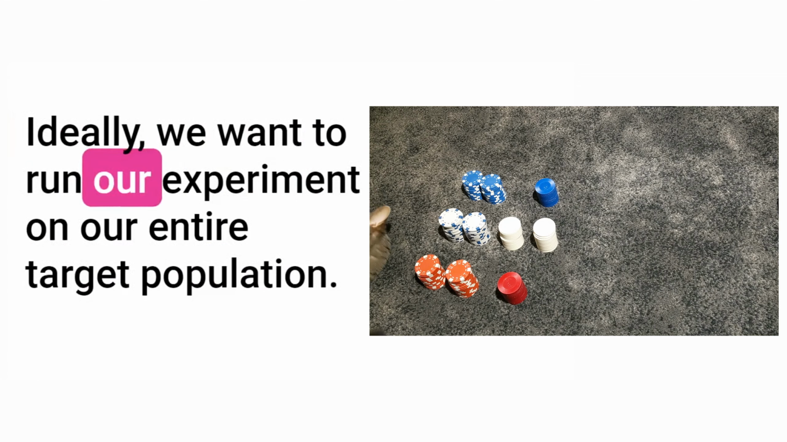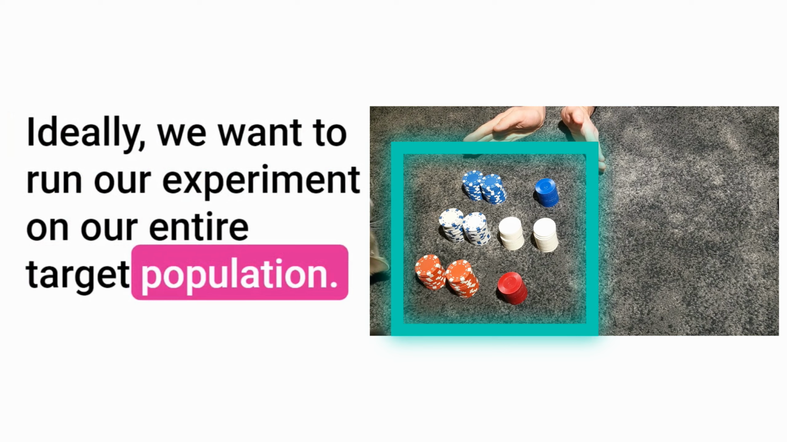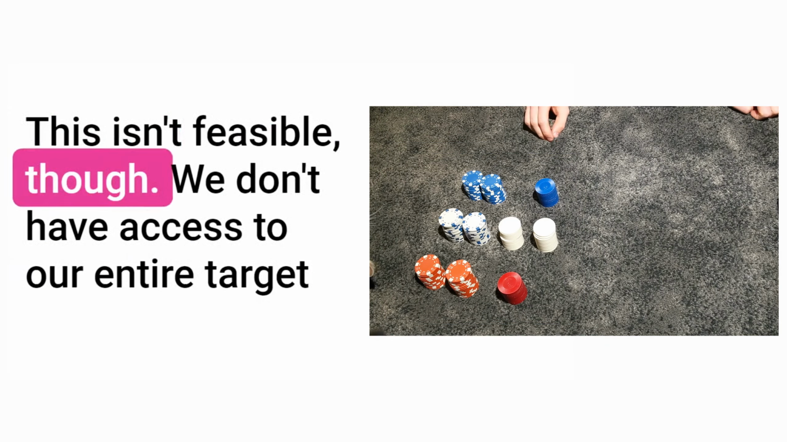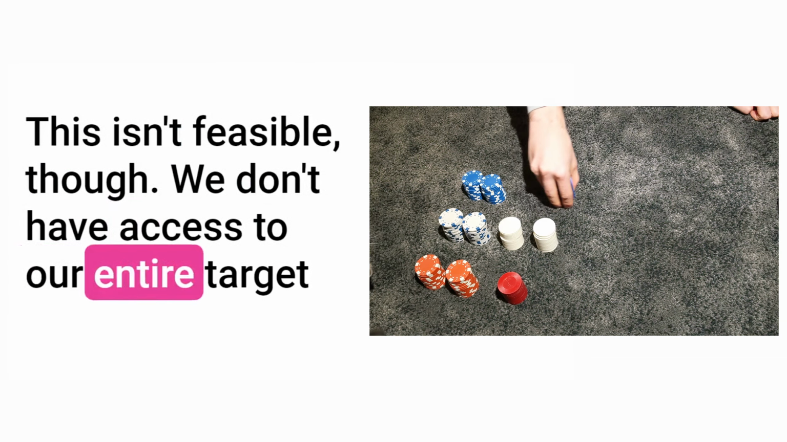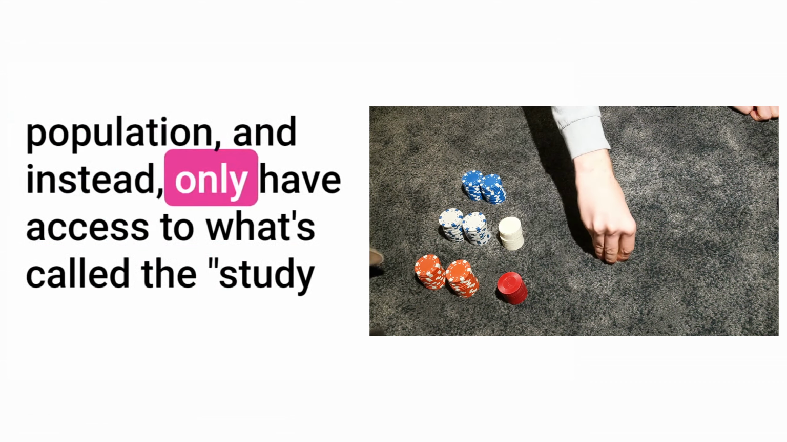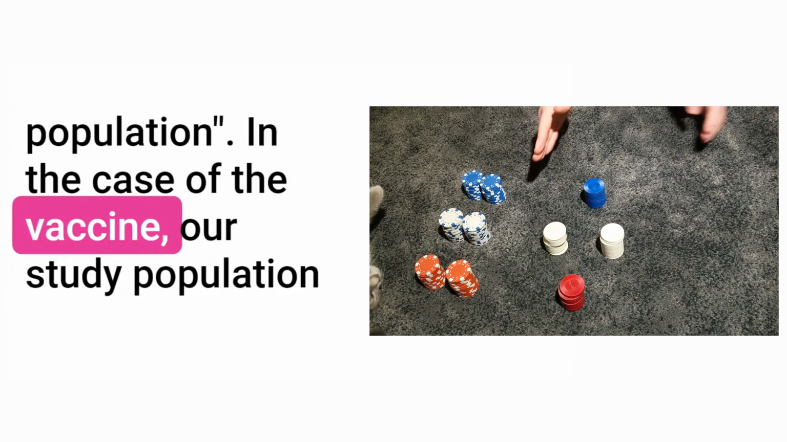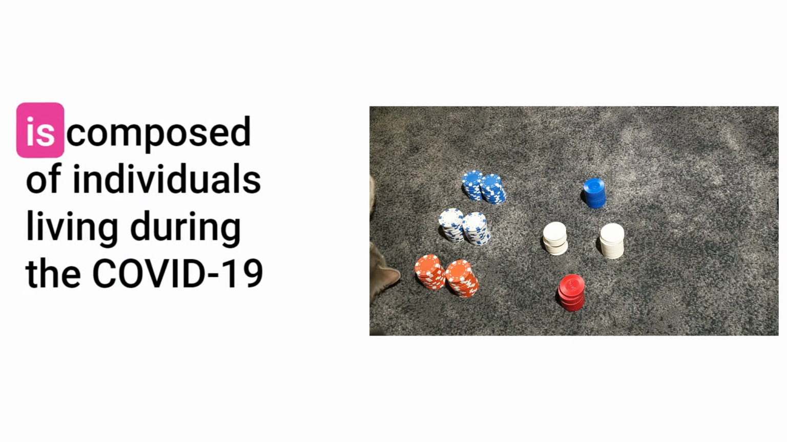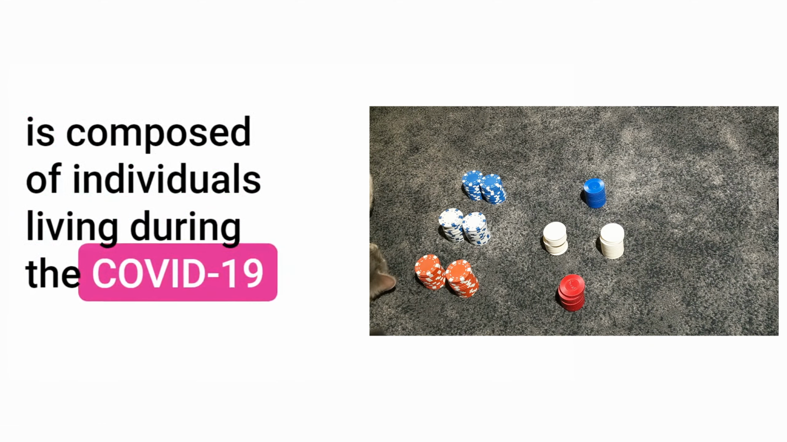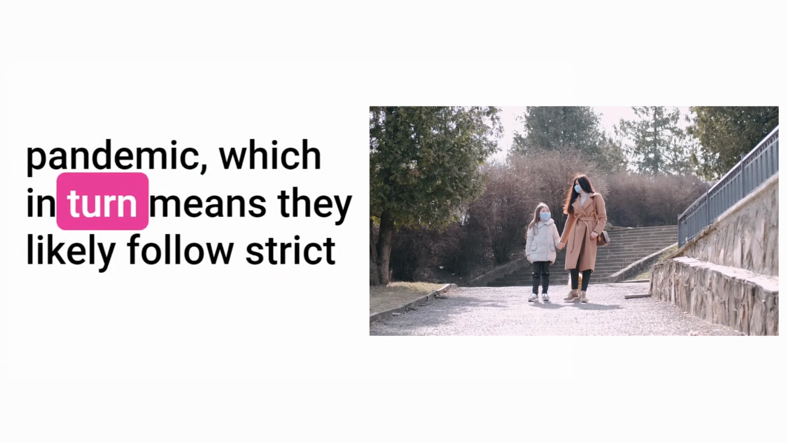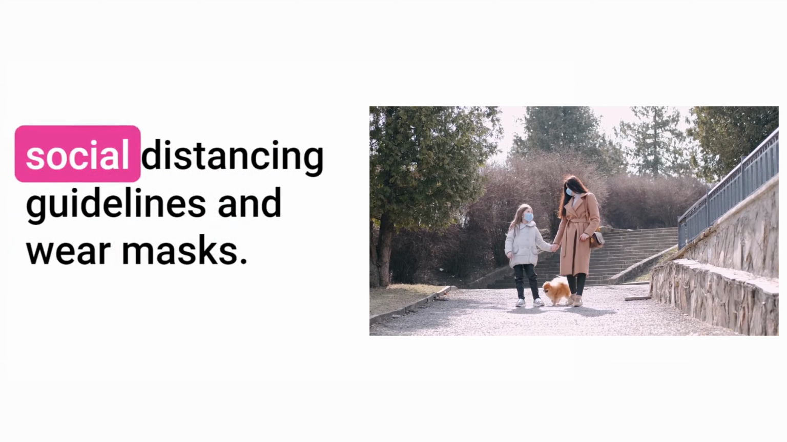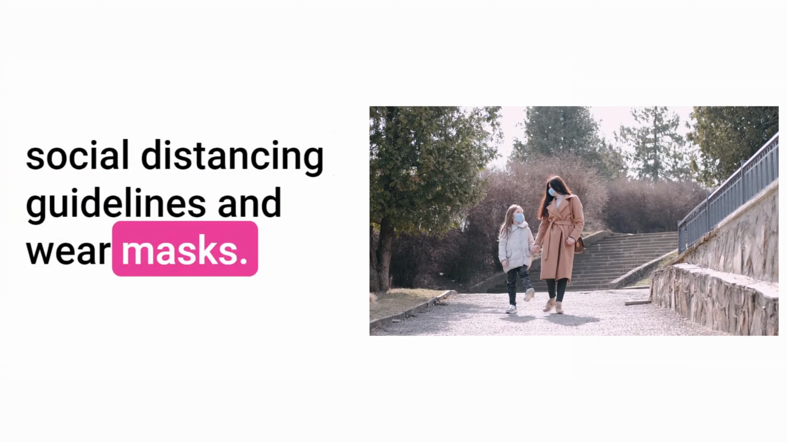Ideally, we want to run our experiment on our entire target population. This isn't feasible though. We don't have access to our entire target population and instead only have access to what's called the study population. In the case of the vaccine, our study population is composed of individuals living during the COVID-19 pandemic, which in turn means they likely follow strict social distancing guidelines and wear masks.